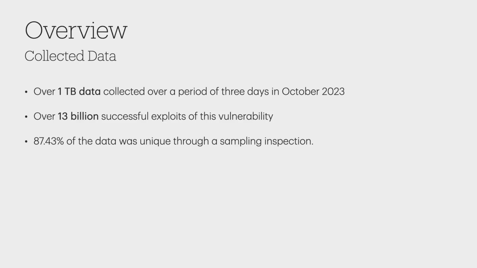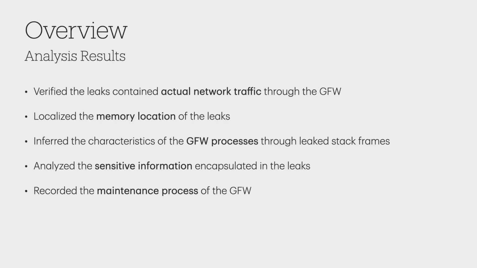Over a period of 3 days, in October 2023, before the Great Firewall completely fixed this vulnerability, we collected over 1 terabyte of data from over 13 billion exploits. After a sampling inspection, most of the collected data was non-duplicate. After analysis, we confirmed the leaks contained actual network traffic flowing through the Great Firewall.